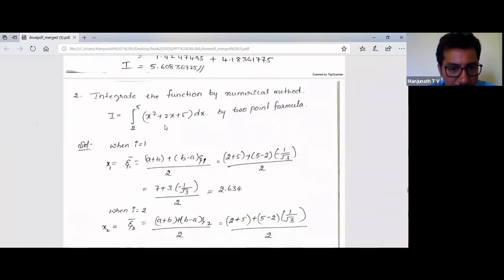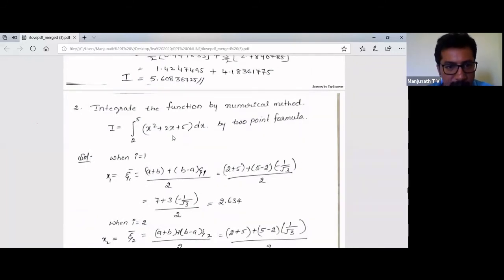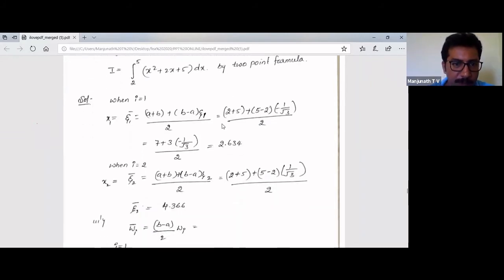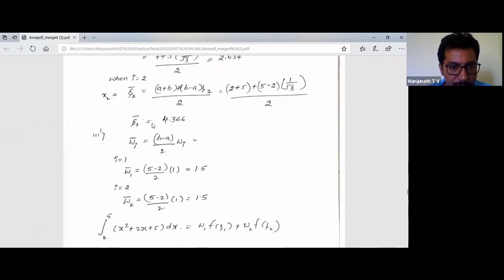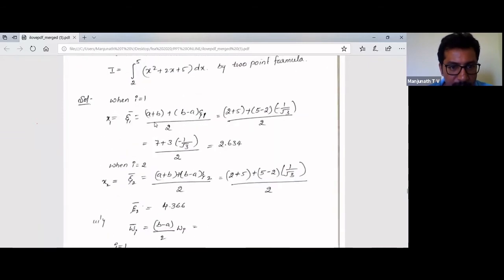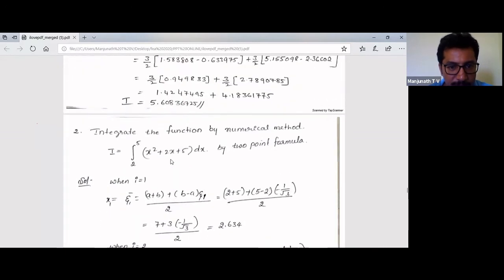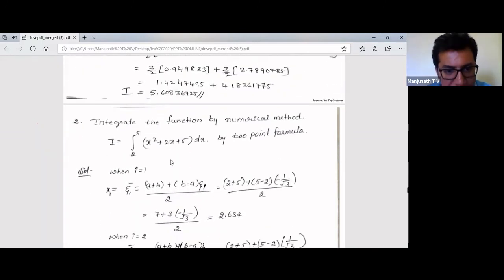Okay, one more exercise we are going to discuss. Integrate the function by a numerical method: I is equal to the integral from 2 to 5 of x square plus 2x plus 5 dx by the 2-point formula. We need to use the 2-point formula here. So we need to calculate w1, w2, zeta 1, zeta 2. Then we are going to substitute in the Gauss quadrature formula to obtain I.